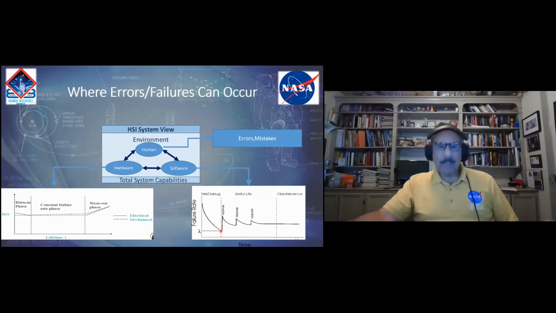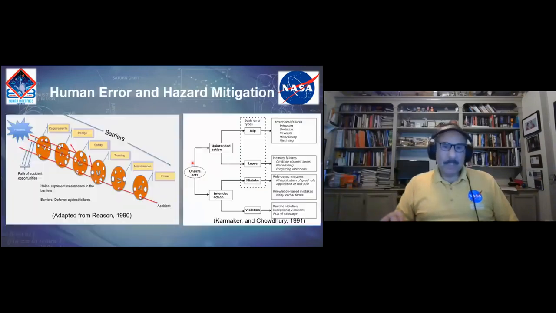But then, if you're going to upgrade the software, what happens? You're going to have errors again, and then you've got to reduce those. And then you upgrade it again, same thing over and over again. That's why you see the saw waveform, until you stop upgrading the software and you start having just a constant failure rate. Errors and mistakes for the human are different.